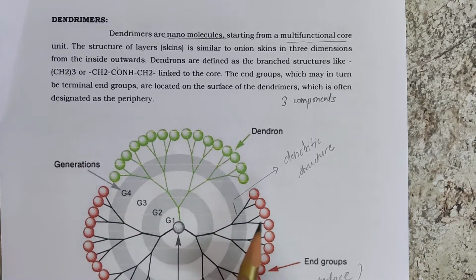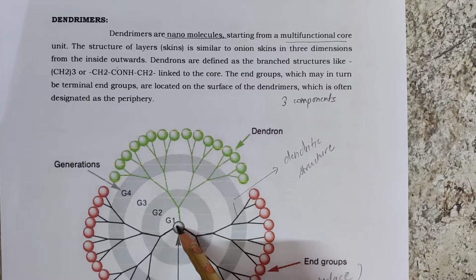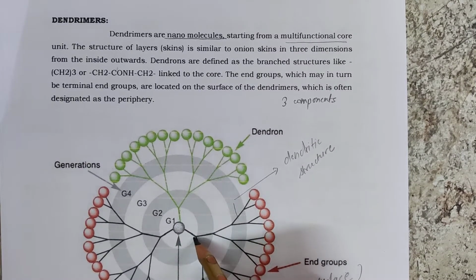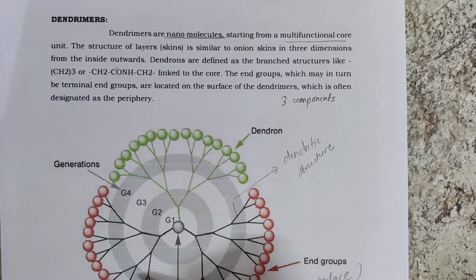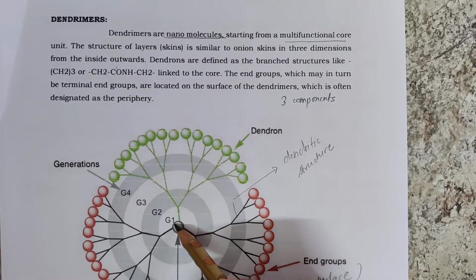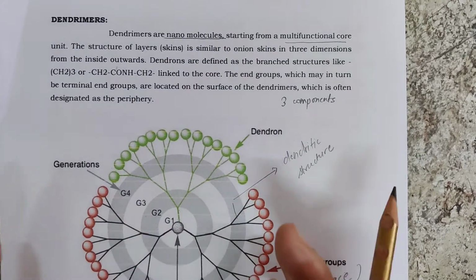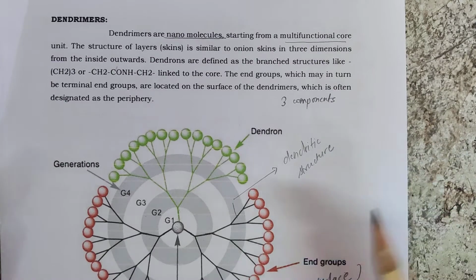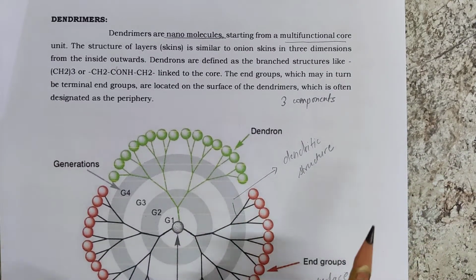This is a pictorial description of a dendrimer. If you could see, this is our core. This core has three branchings, and as you move further, the branching increases. So first part, this core, then G1, G2, G3, G4, they have shown 4 generations. So that is like 4 different layers of branching. This is done to increase the branching in the dendrimers.